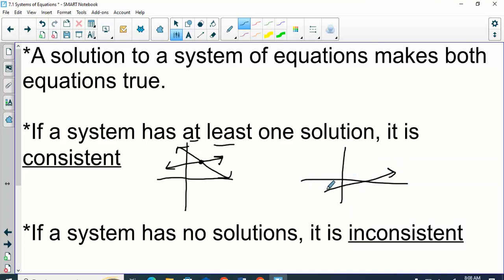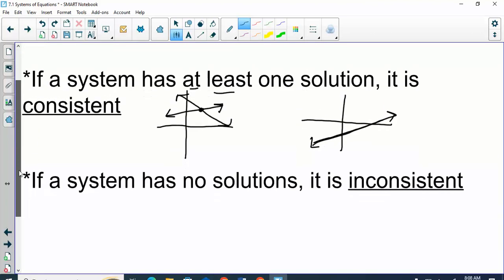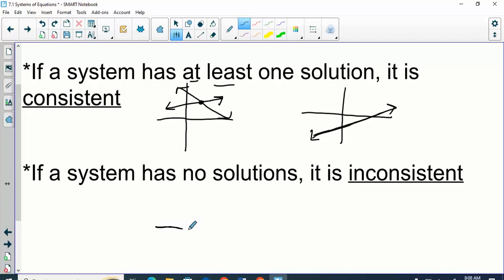We will also in this chapter talk about nonlinear systems. So we might be looking at like a parabola and a line. So a parabola and a line could meet more than once. So we will have situations where we have one solution, two solutions, or maybe an infinite number if they're the same line. If it has no solution, we call it inconsistent. What would it look like if there's that parallel? Yeah. The only way those two lines would never touch is if they are parallel.